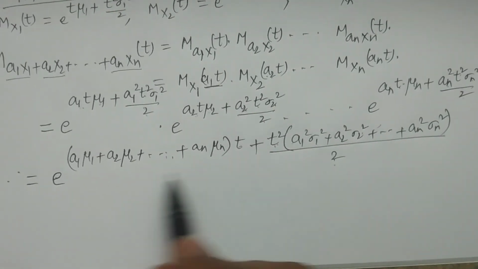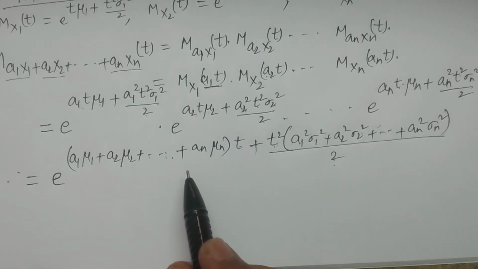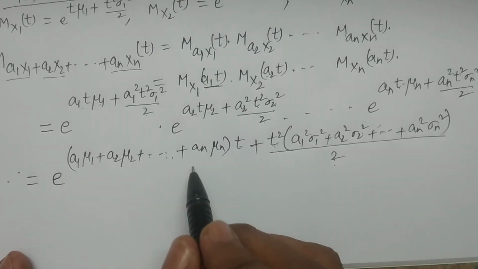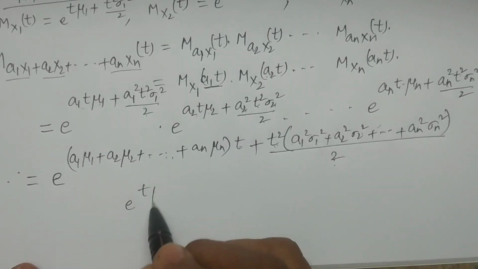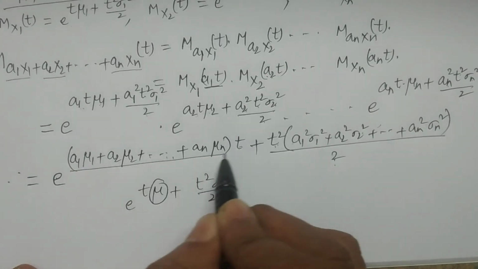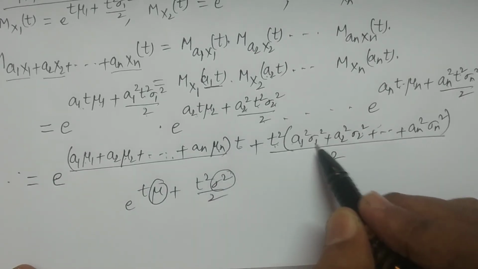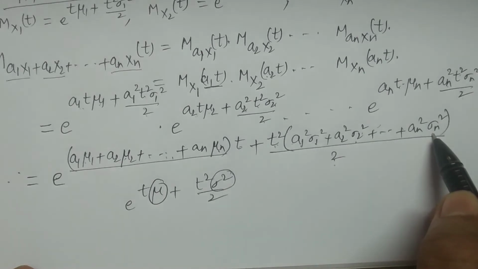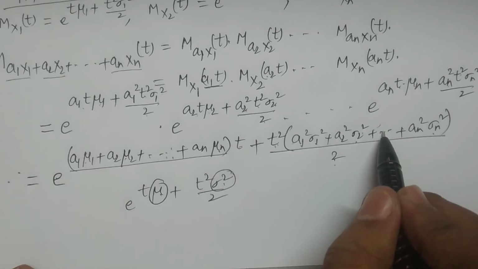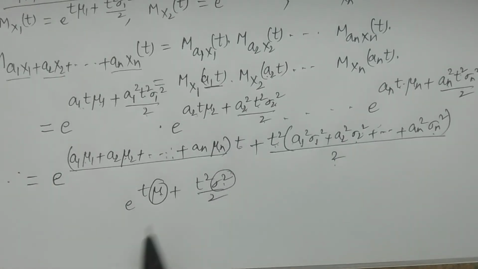So therefore this also follows a normal distribution, because it looks like the moment generating function of a normal distribution, like e power t mu plus t square sigma square divided by 2. What is mu? This is a1 mu 1 plus a2 mu 2 plus and so on plus an mu n. What is sigma square? a1 square sigma 1 square plus a2 square sigma 2 square plus and so on plus an square sigma n square. With these parameters, mu and sigma square, this is the moment generating function of a normal distribution.